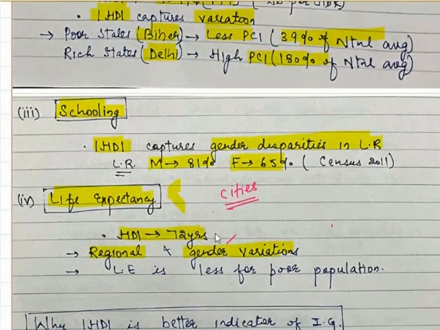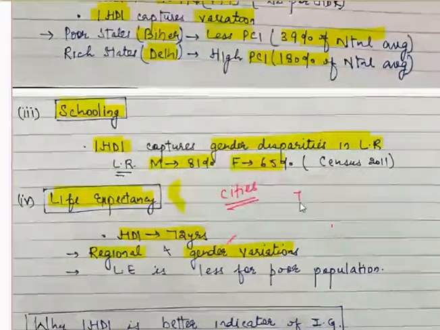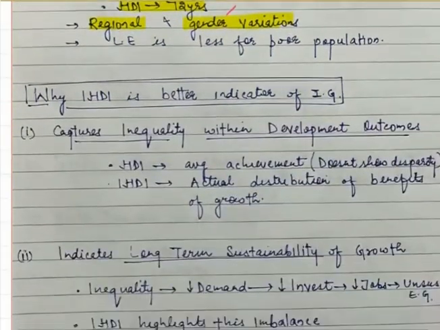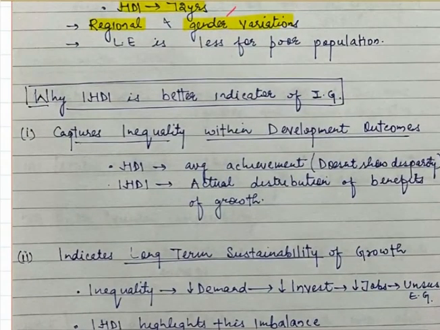So there is inequality in terms of life expectancy, which is measured by IHDI, and it is due to these inequalities only that India's IHDI is lower than India's HDI. The next part of the question is: why is IHDI a better indicator of inclusive growth? First reason is because it captures inequality within development outcomes. When I say within development outcomes, what does it mean?